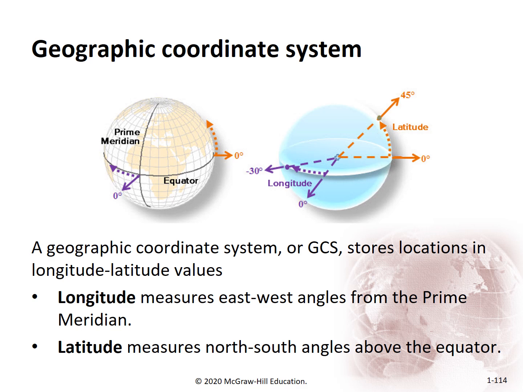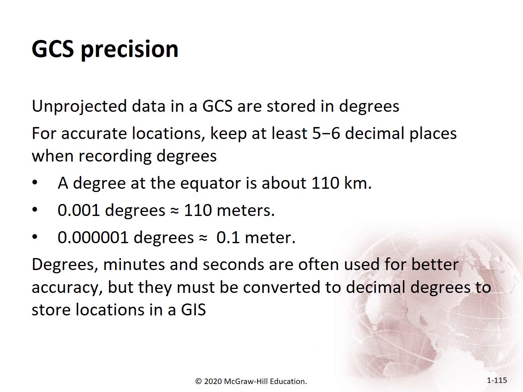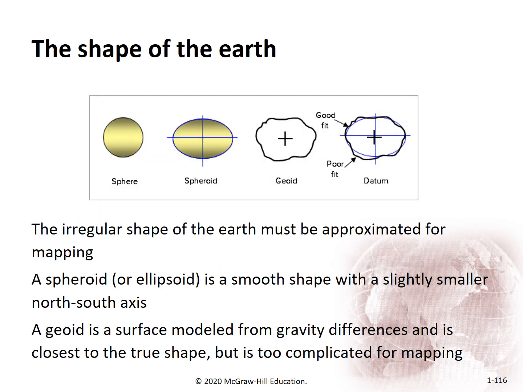When we talk about GCS, typically we're talking about things that are measured in longitude and latitude. You better know what those two mean. Precision's not good. This whole process here is one of the essay questions, about how we go from that sphere to the spheroid to the geoid to the datum to the GCS to the PCS.